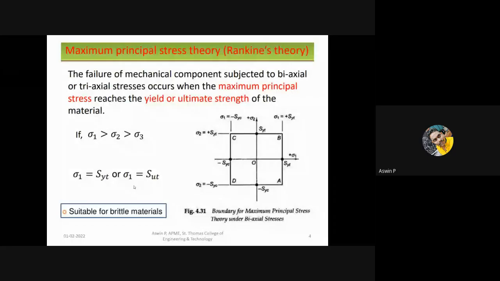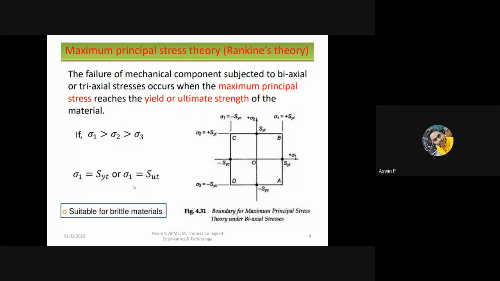Bracket, for ductile material. Next line, sigma 1 is equal to sigma UT or SUT, bracket, for brittle material.